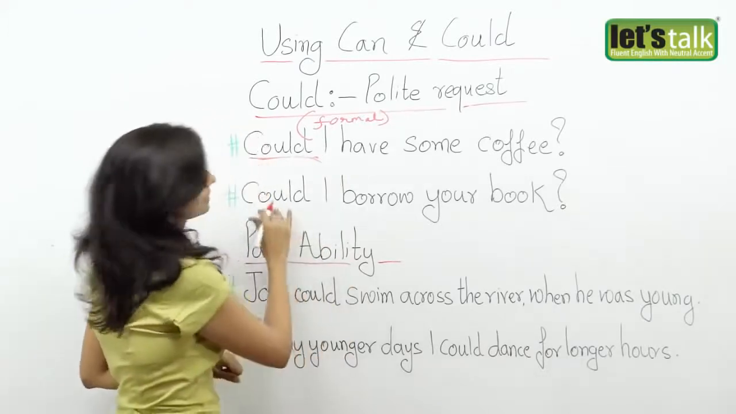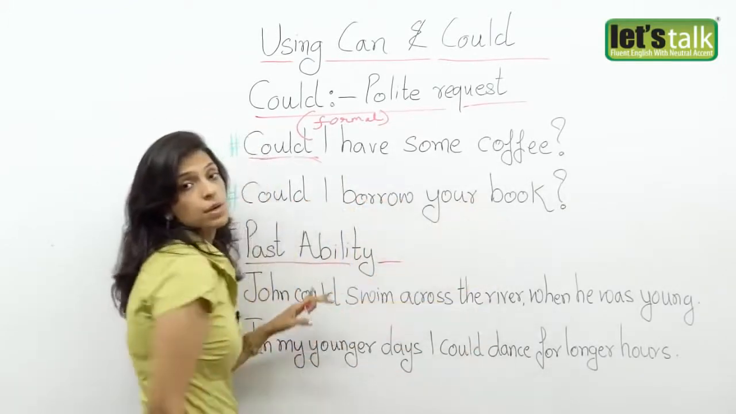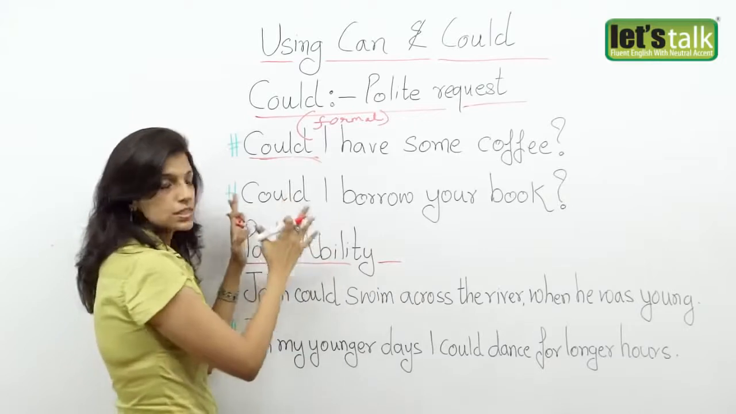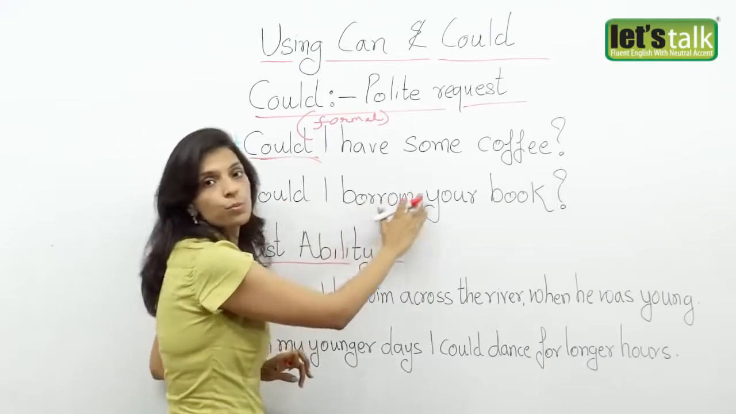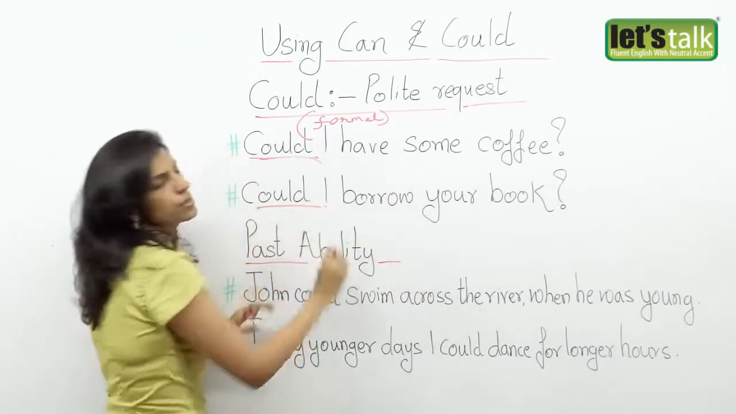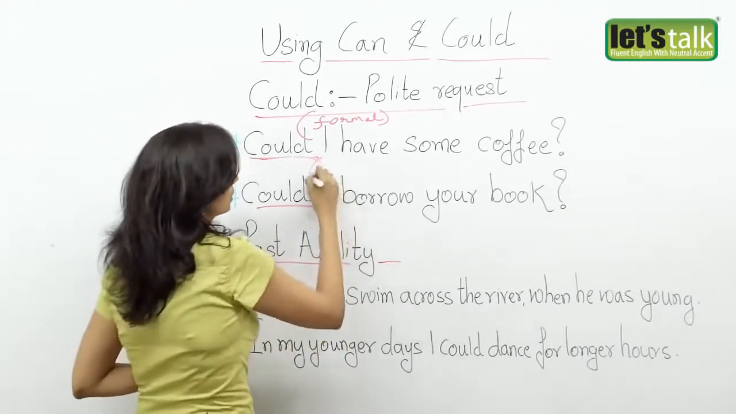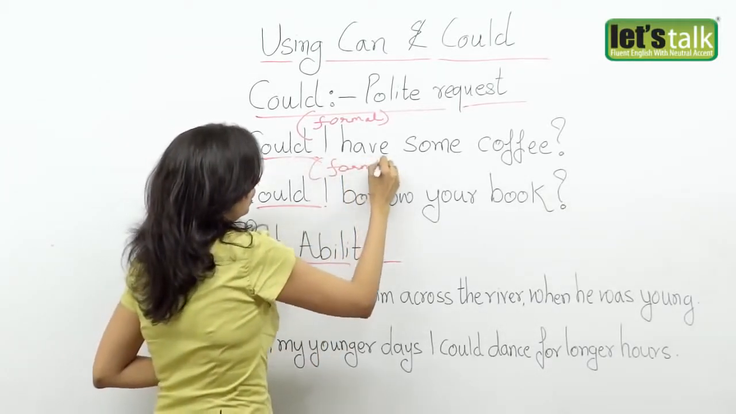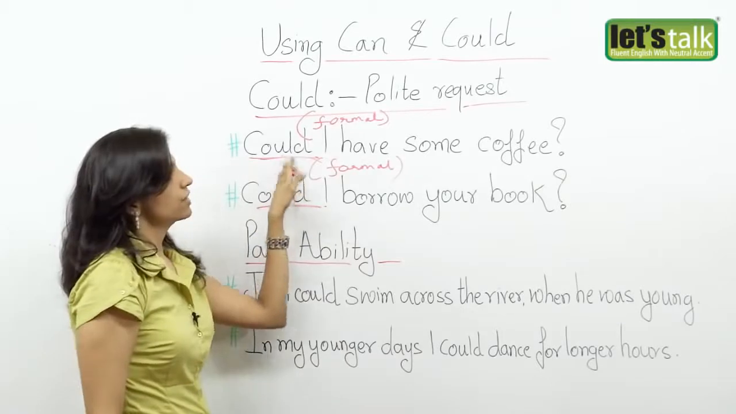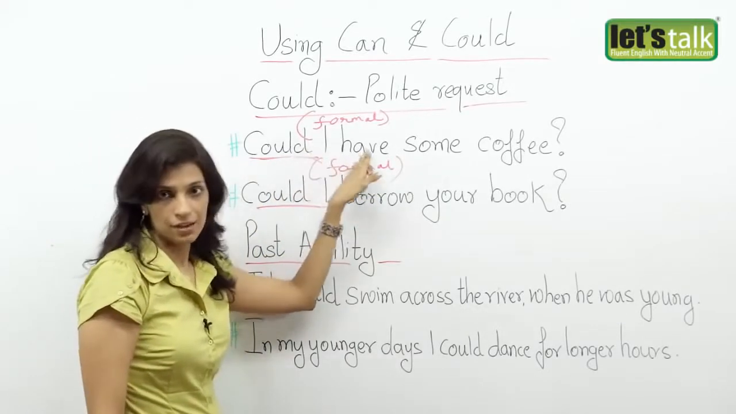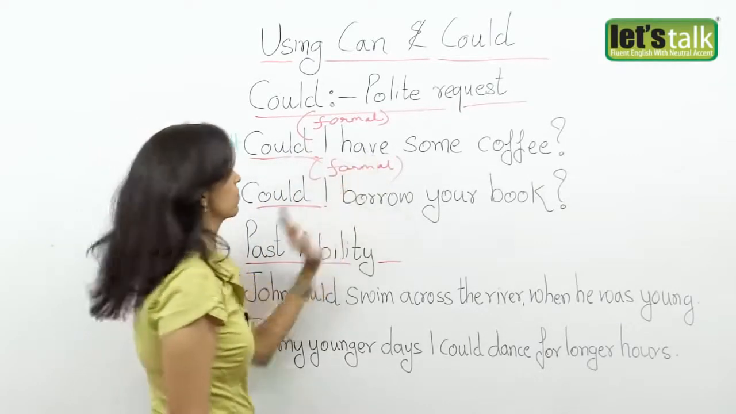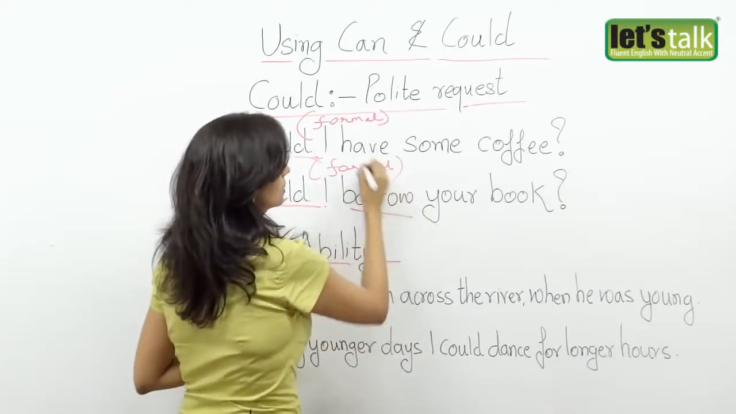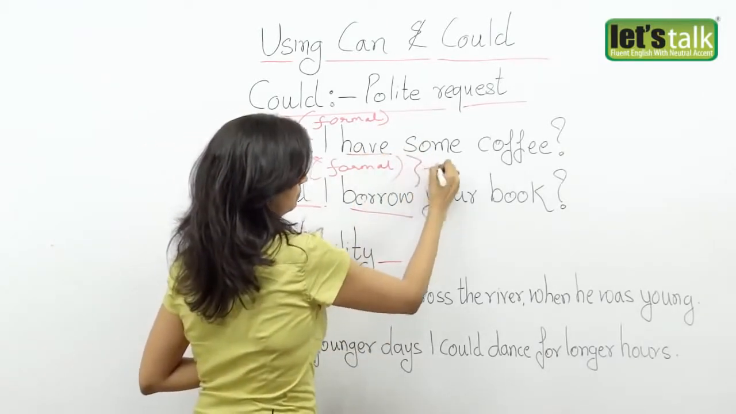Okay. In my next example, could I borrow your book? Now in my previous example, I had given you a similar one using can I borrow your book. So for something more formal, probably with my colleagues, I prefer using could. Again, like you can see, the verb that follows is have, could I have, which is in the present. Alright, and could I borrow, which is also in the present.